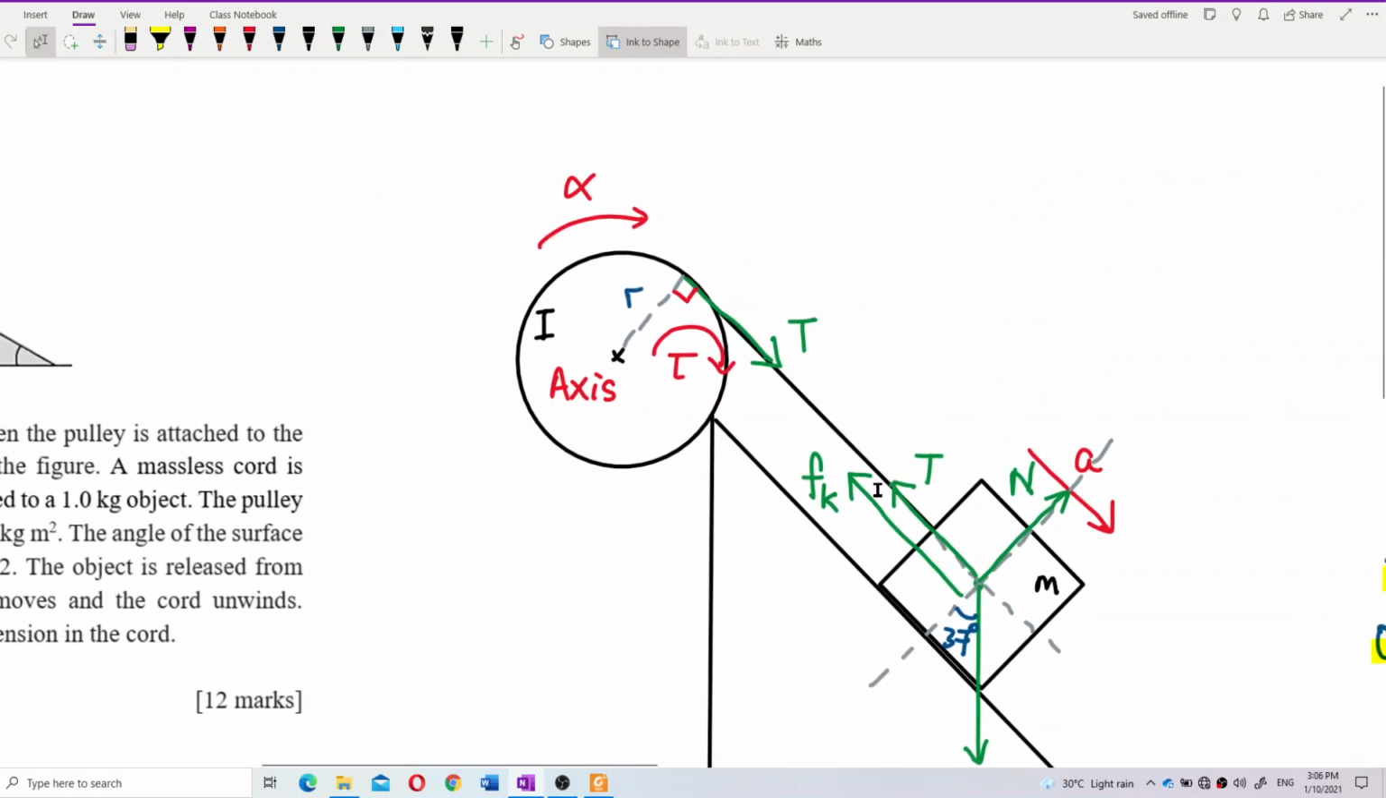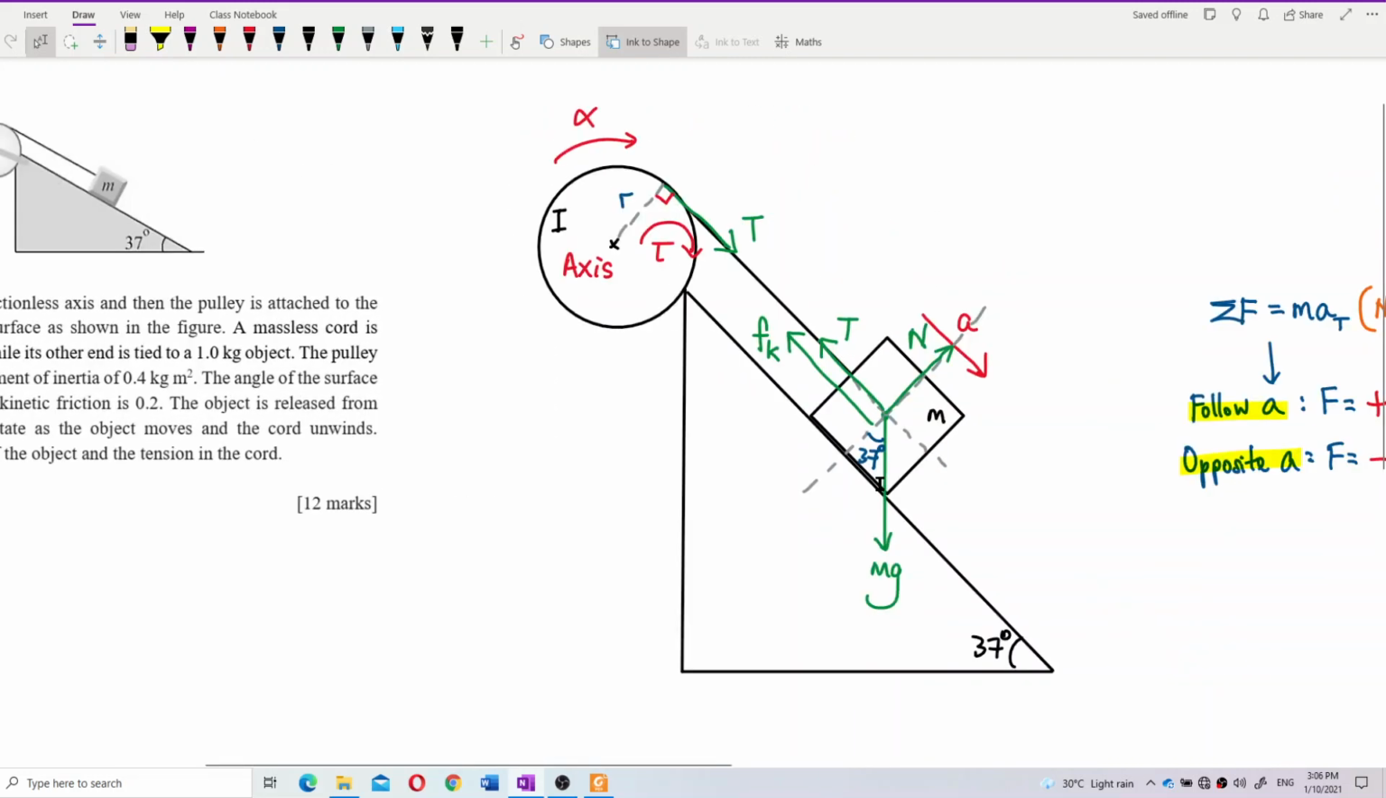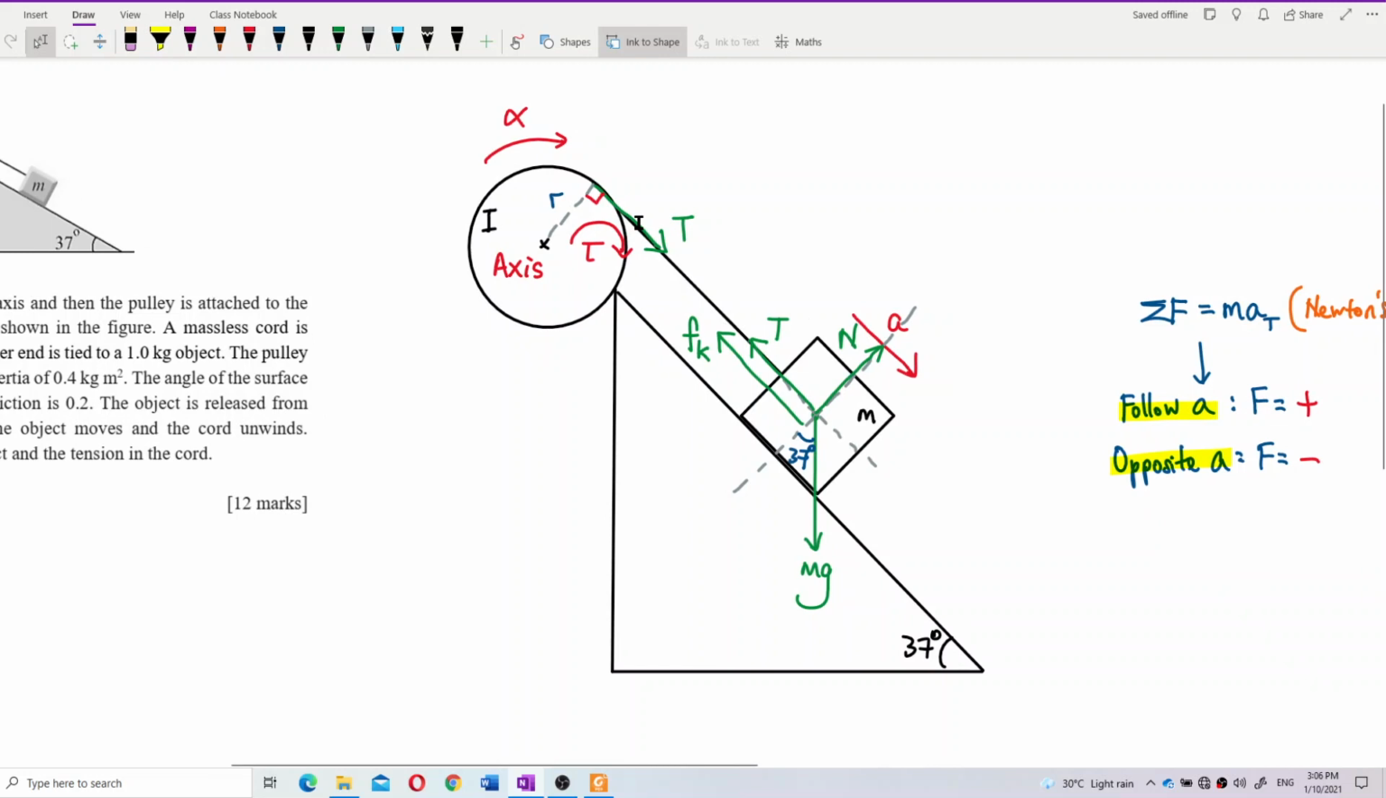We've drawn it already. This should be the free body diagram. The mass we regard as a point mass, and this pulley is a rigid body. All the forces start from the point for the mass, but the pulley is a body, so the forces do not start from the center. You draw the forces at the side. So these are the forces acting on the mass.